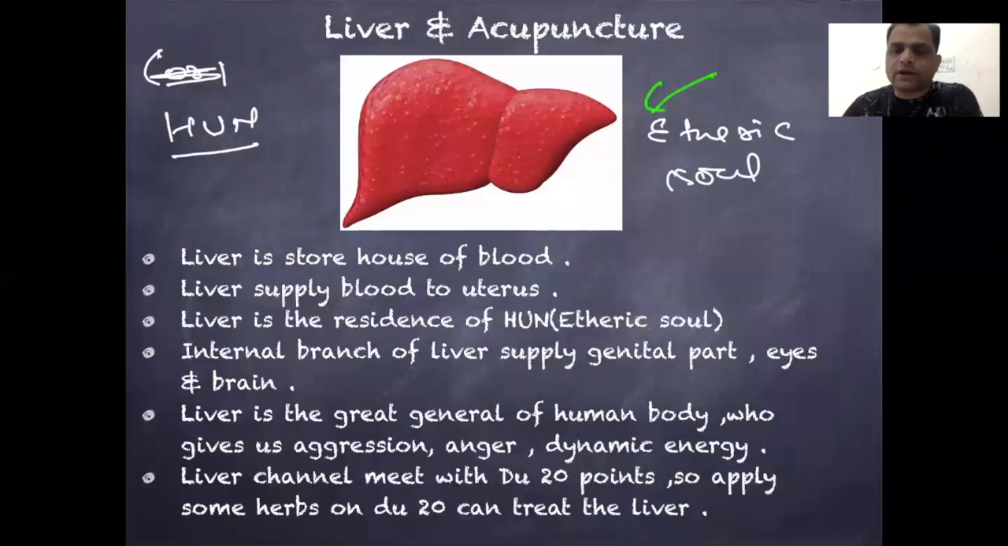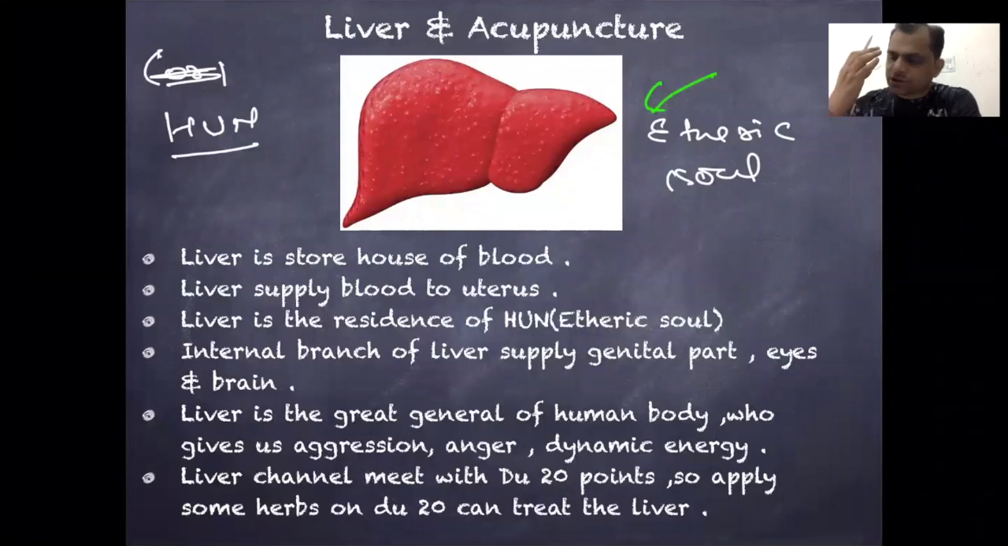We know that we are live humans because of the soul inside. If we see a dead body, in the dead body there is no soul. As per acupuncture, all these things are energies. So the live body has energy in the form of the etheric soul, and the dead body does not have any energy. So the liver has been considered the residence of Hun. The meaning of Hun is etheric soul.